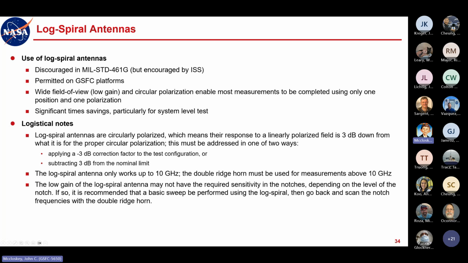There's one other factor. The low gain of the log spiral antenna may not have the required sensitivity in the notches, depending on the level of the notch. If so, it is recommended that a basic sweep be performed using the log spiral, then go back and scan the notch frequencies with the double ridge guide horn. And notches are what we're going to talk about next, coming up very shortly. If you've got a very low level notch, you just may not have the sensitivity. It's low gain, so you may need to go to a higher gain antenna to measure those notches.